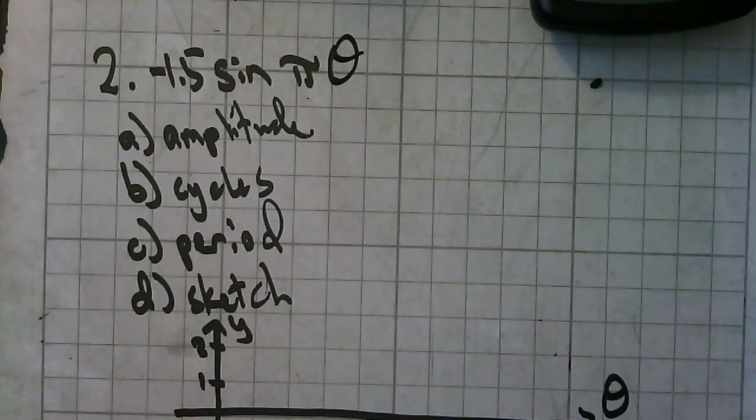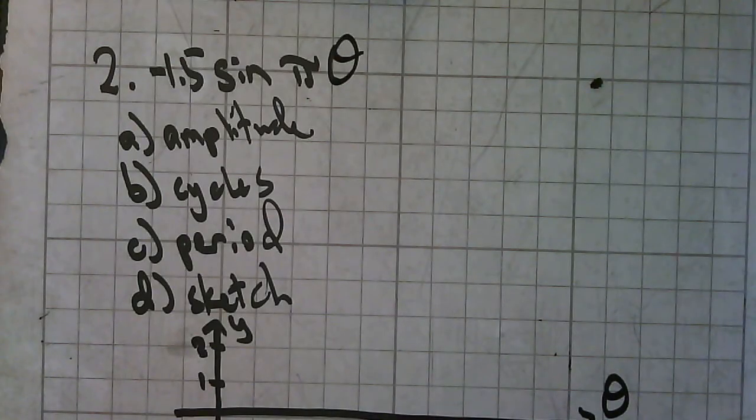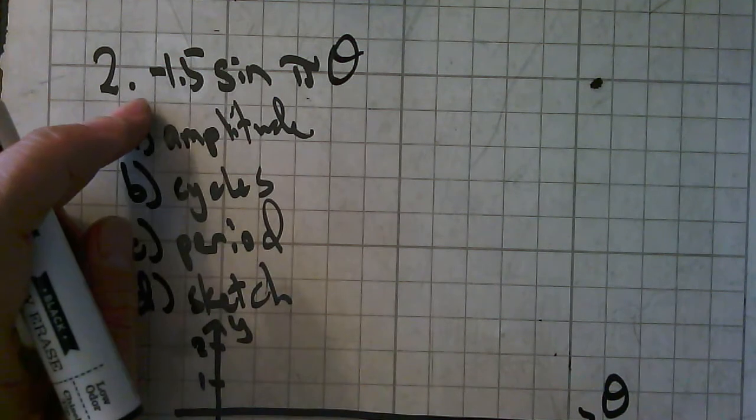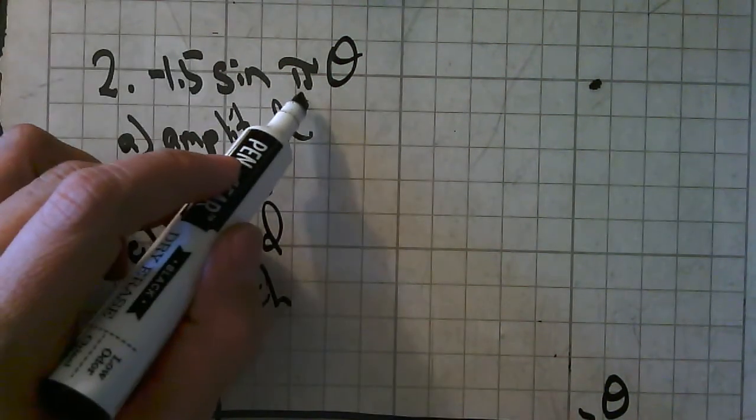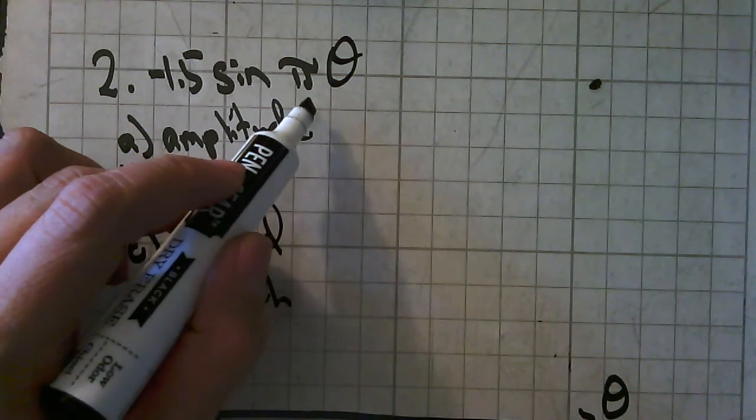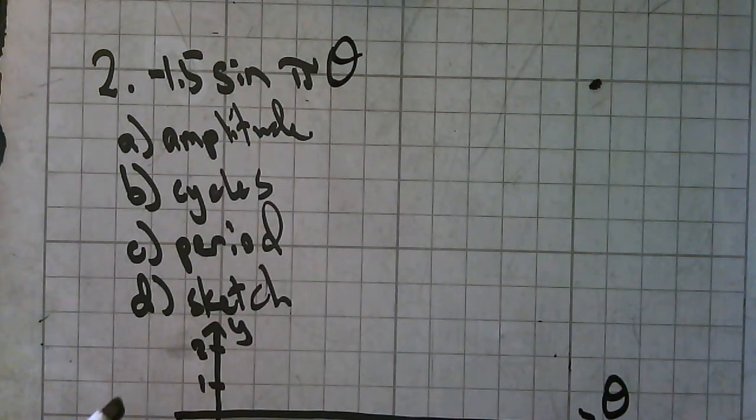All right, so here's the second problem we're going to do for this section. This one's a little different. We have a negative, right? We have a decimal. We're still using the sine function. And instead of a number, we have pi in here now. So we're going to solve everything the same way.